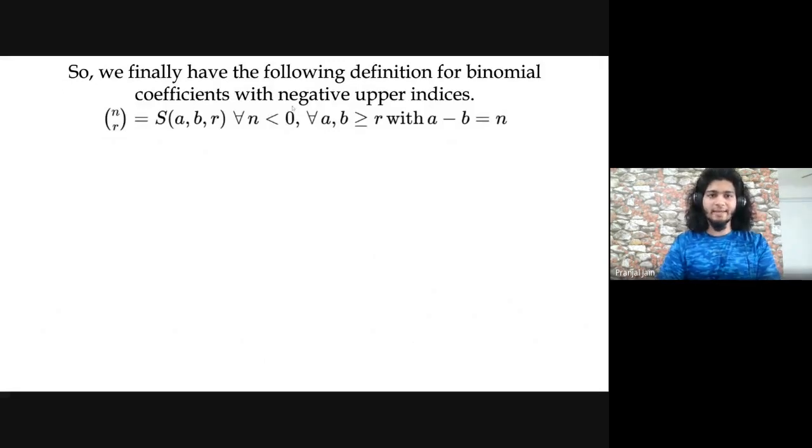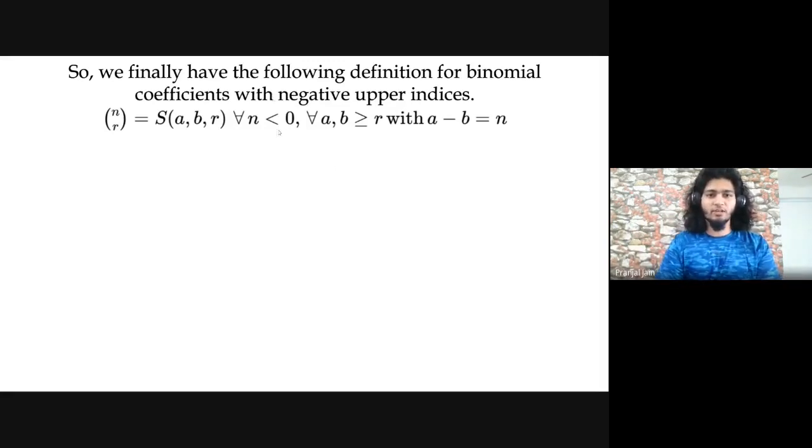So now finally we have proved that our definition works. The one assumption which our definition was making is completely justified using algebra. So we have n choose R defined by S of ABR with all of this stuff, as I mentioned previously. So you have n being negative, so the upper index is negative, and you have A minus B equal to n, so that A minus B choose R becomes n choose R.